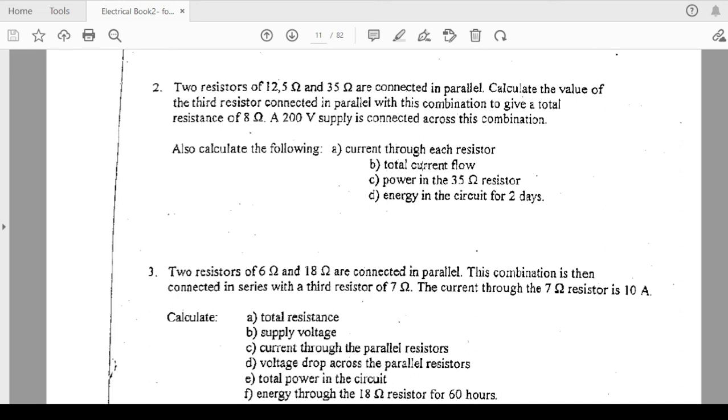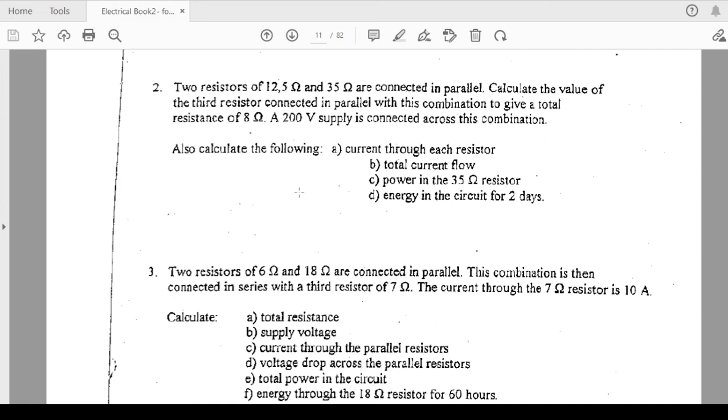I1 equals V over R. Voltage is the same, which is 200. It won't change. That is the supply voltage. Because it's a parallel connection, voltage is constant. So when I want the current in resistor 1, I'll say I1 equals V1 over R1. What is V? 200. What is R1? 12.5. Then I get the current in that resistor.